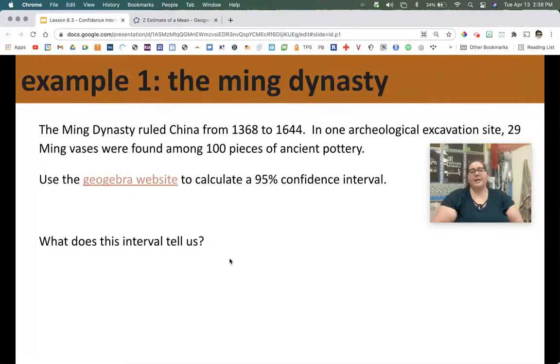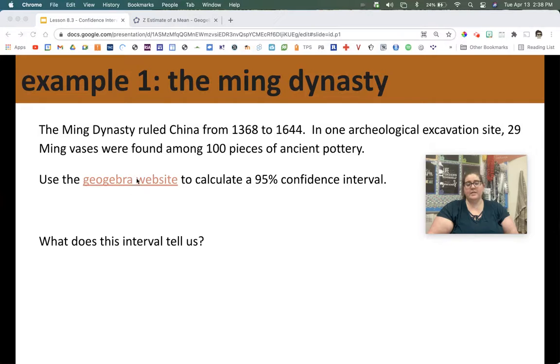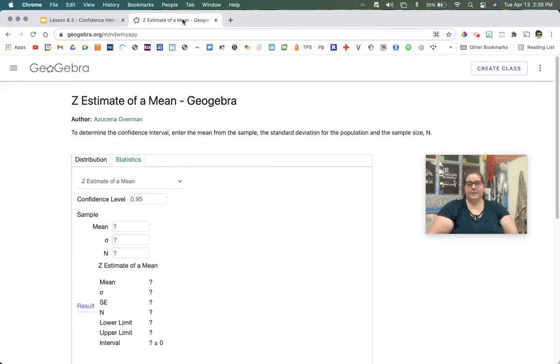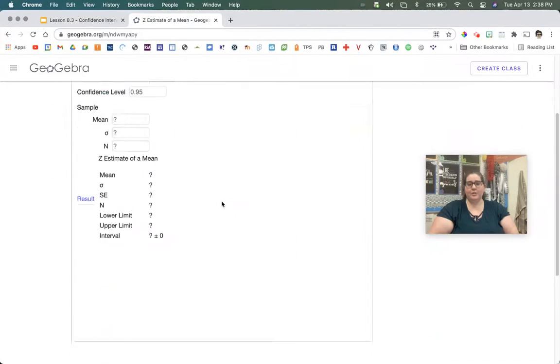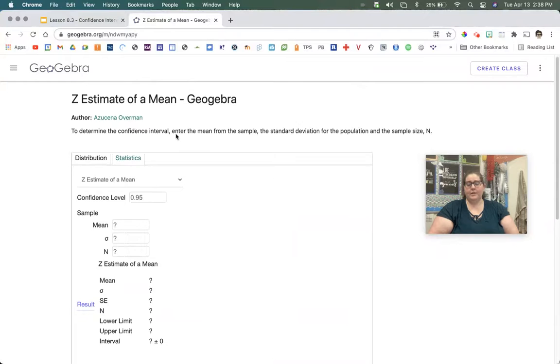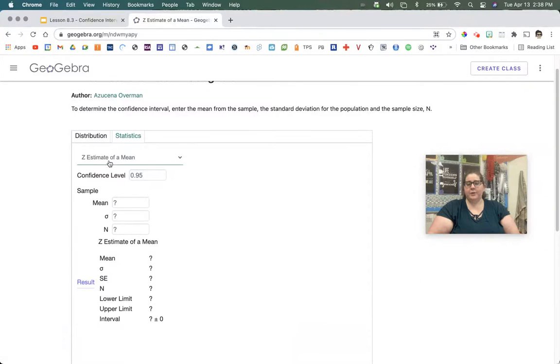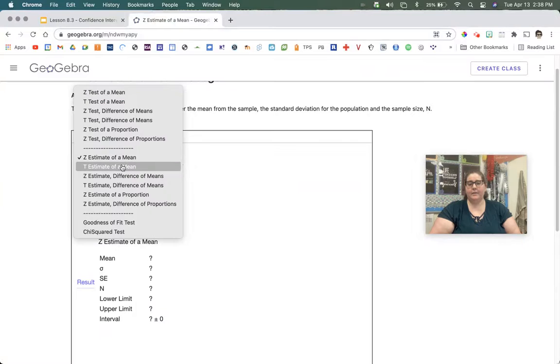So now we're going to actually calculate the interval. We are using the same website that we used for confidence intervals with means, but there is a slight thing we have to change before we get started. If I go to that website, which looks like this, this is where that link would take you. Before we were estimating a mean, finding the average of something, but now we're talking about a proportion. So I'm going to click that top drop-down bar and go down to where it says Z estimate of a proportion.